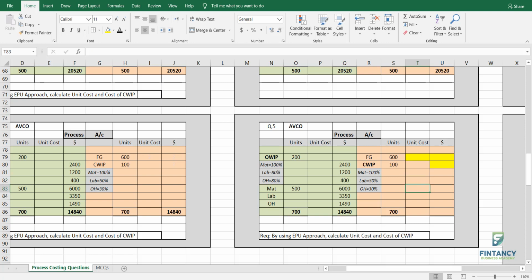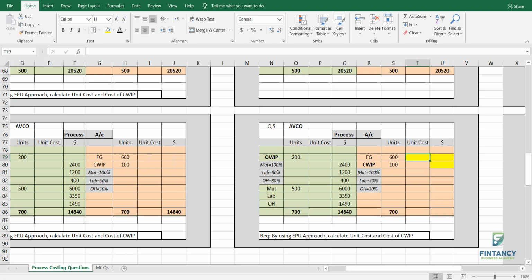Anyways, so just to check, because you have to check that to confirm, we will check anyways. So this is matching. It means there is no normal loss, no abnormal loss. Now we need the unit cost.